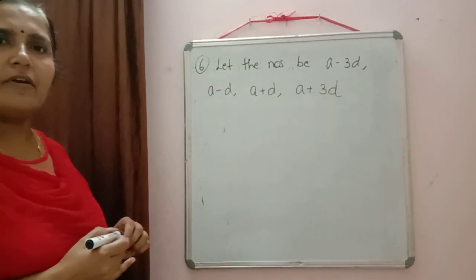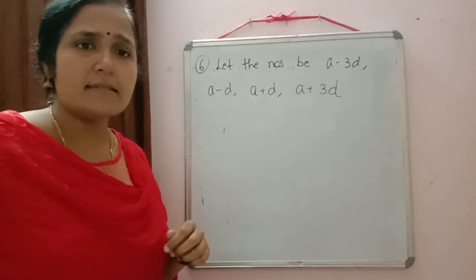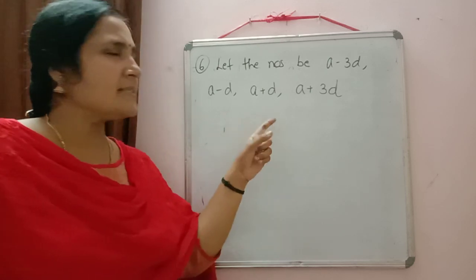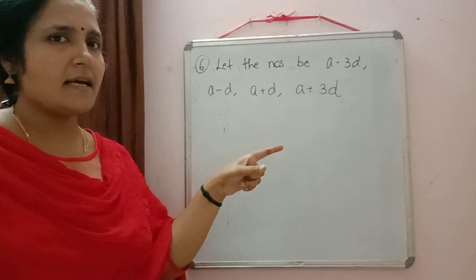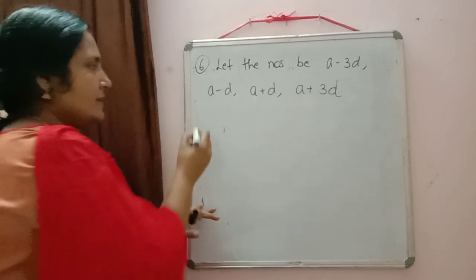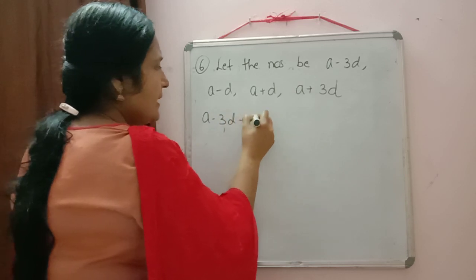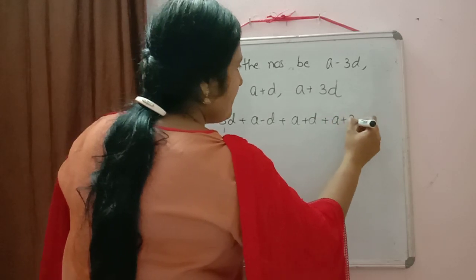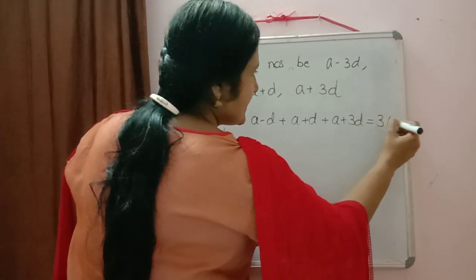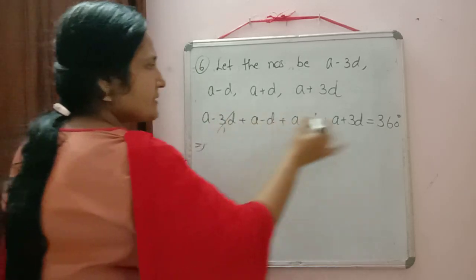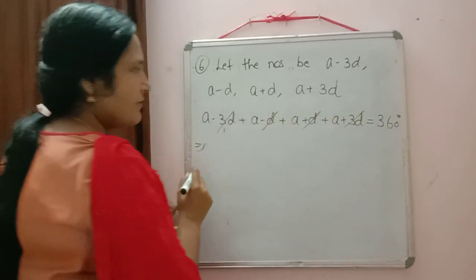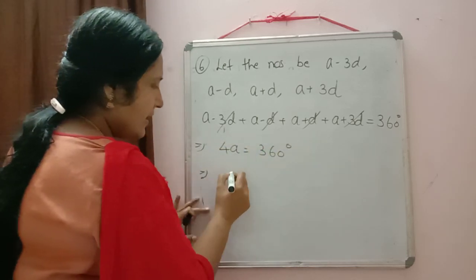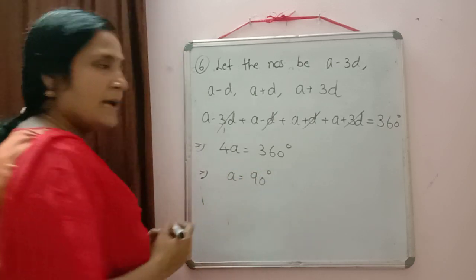But their sum is not given. Do you know what is the sum of all these 4 angles? They are the angles of a quadrilateral. Yes, their sum is equal to 360 degrees. So we will write now A minus 3D plus A minus D plus A plus D plus A plus 3D is equal to 360 degree. So again minus 3D plus 3D, minus D plus D will get cancelled. We will get 4A is equal to 360. Then from here we got A is equal to 90 degree.